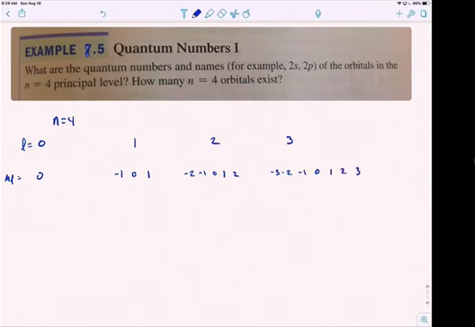And what are the names of these orbitals? This is the 4s orbital. These are the 4p orbitals. These are the 4d orbitals. And these are the 4f orbitals. How many orbitals exist? There are 1, 2, 3, 4, 5, 6, 7, 8, 9, 10, 11, 12, 13, 14, 15, 16, which is also equal to n squared. So 4 squared is 16. 16 orbitals, or 32 electrons, can populate those orbitals. So, okay.